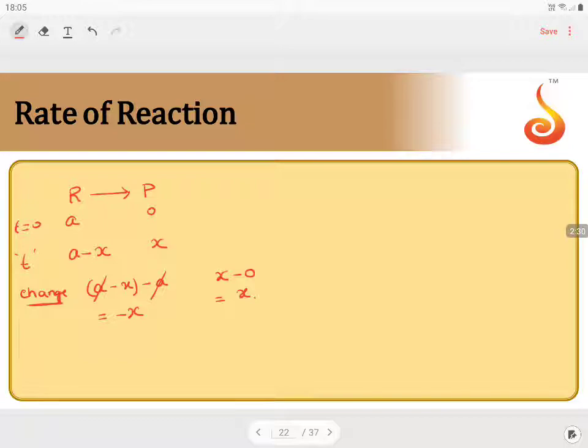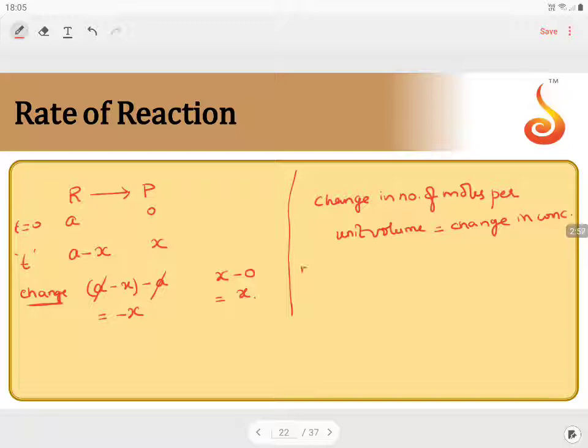Now, consider the change in number of moles per unit volume. Change in number of moles per unit volume is equal to change in concentration, because number of moles by volume is nothing but molarity. Everyone knows this. So when I talk about change in number of moles per unit volume, it becomes change in concentration. Molarity is the concentration term.